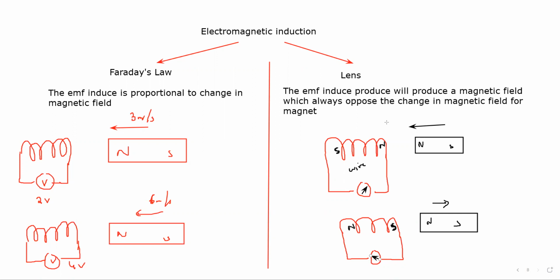It states that the direction of induced EMF always tries to oppose the change in magnetic field. If a magnetic field is increasing, it will try to decrease. If a magnetic field is decreasing, it will try to increase. Is it clear? Any question?